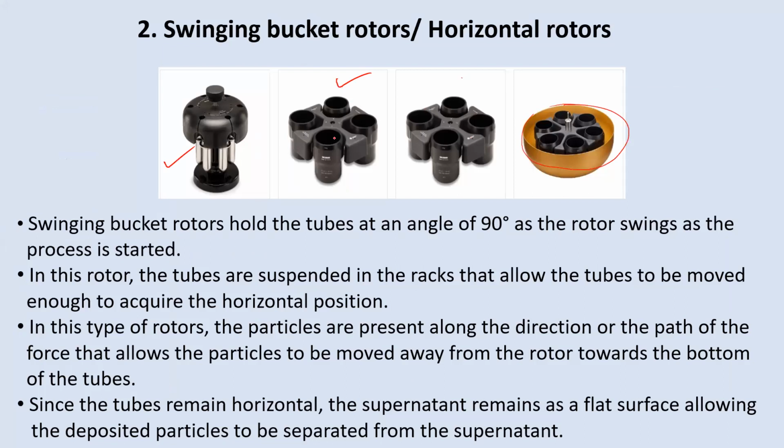So depending upon how much is the holding capacity, if you are going to use it on larger volumes, you will use a larger container which can hold more sample. So swinging bucket rotors will hold the tubes at an angle of 90 degrees.